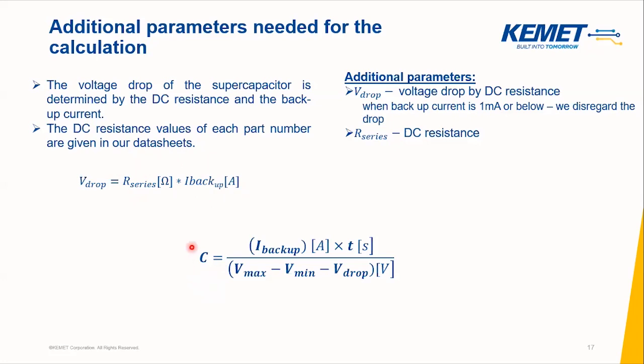So in order to have a more accurate estimation for the capacitance that you need, you also need to calculate the voltage drop that we have over this DC resistance of the supercap. So we complete the previous formula with the voltage that we have here, also reducing the V drop.